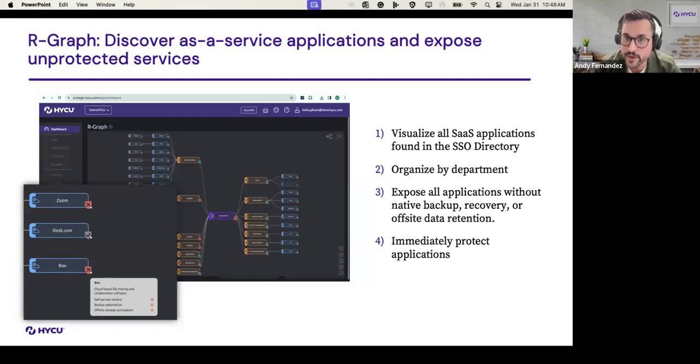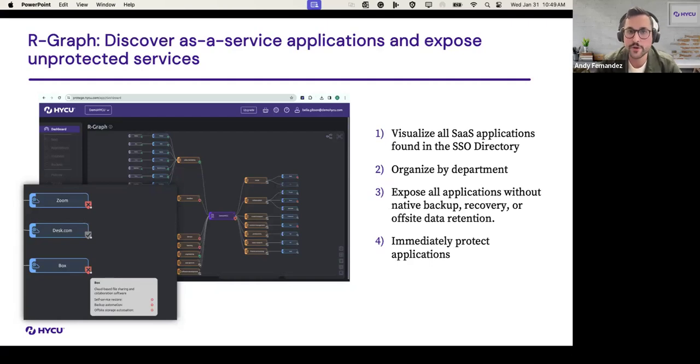But the most important part here, it exposes any application that does not have native backup and recovery or offsite data retention. And what this explicitly means is that if that is a red X and you see that shield over box, this means that you are not protecting that application. And during an audit, you cannot show that you can perform backup and recovery for this. And this will do this across your entire organization, not just your IT applications. And most importantly, though, it allows you to do something about the problem. It allows you to immediately go and protect these applications.